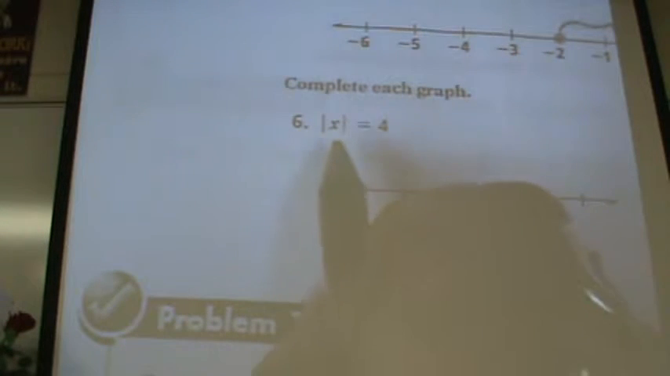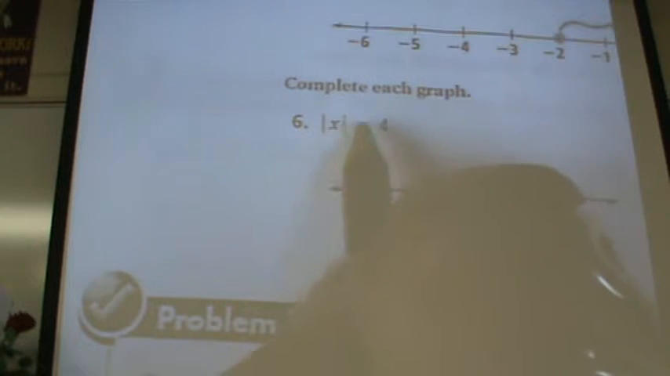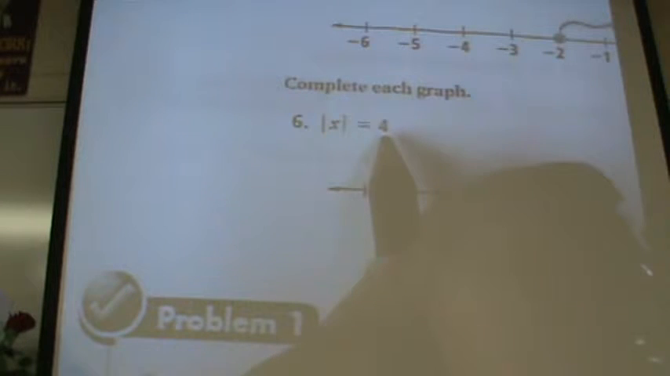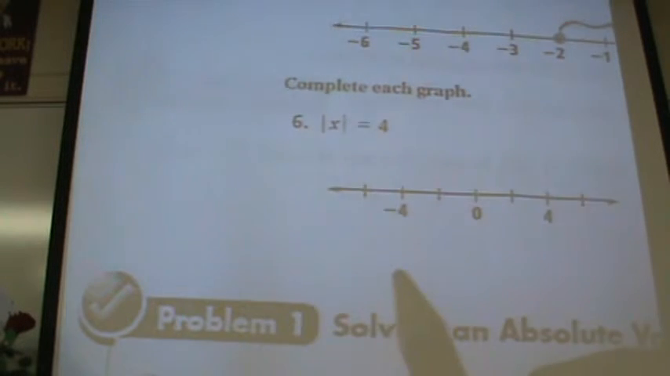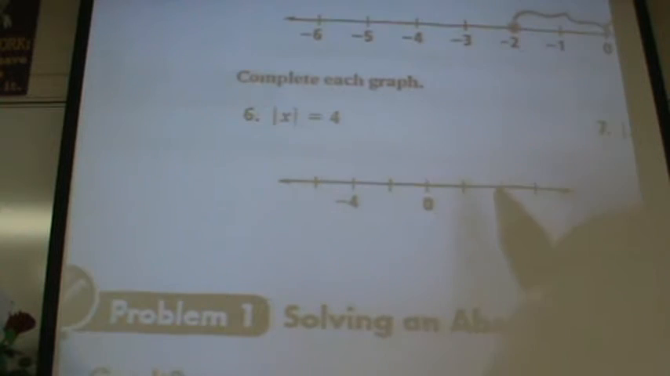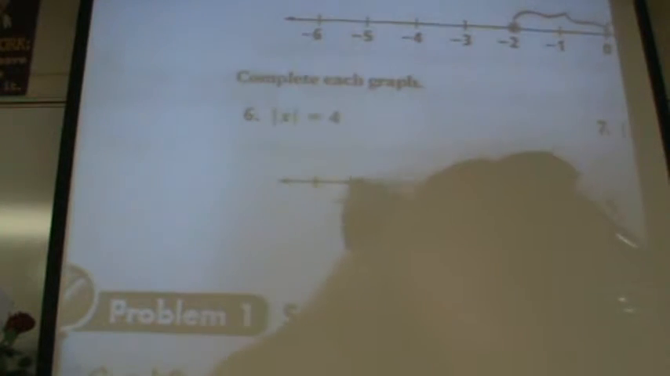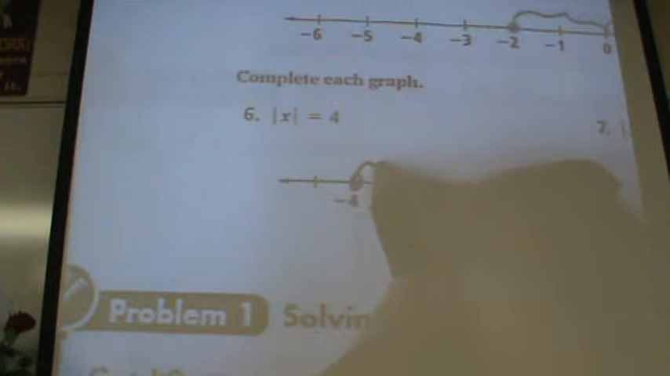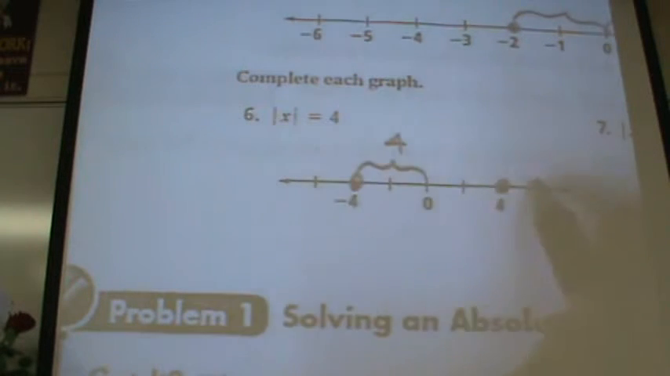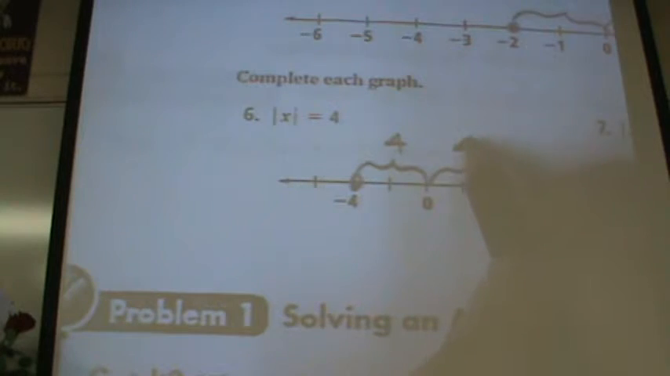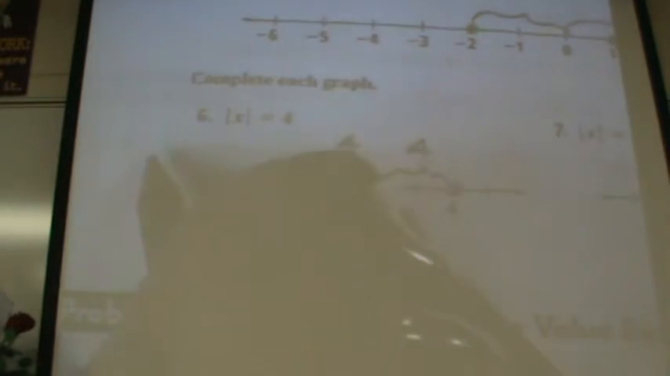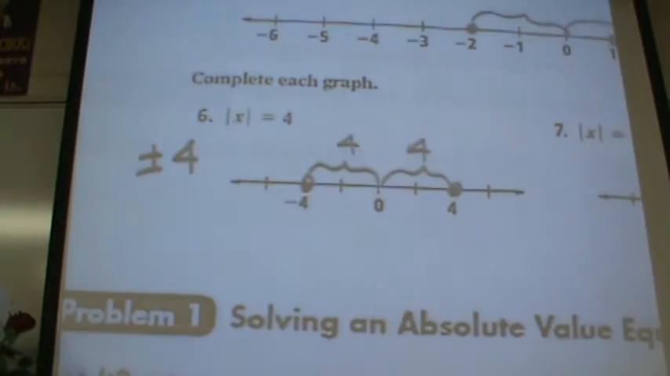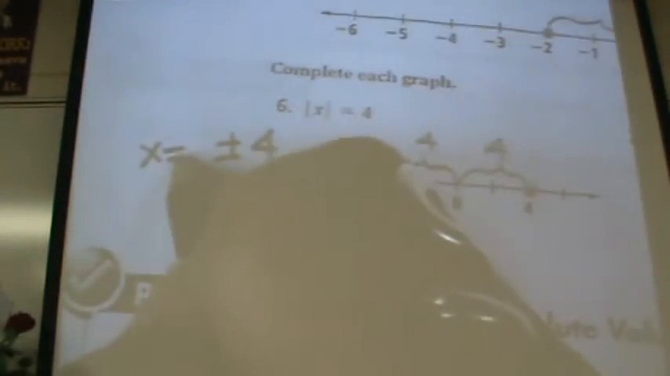Okay, next, check this out. I have a question for you. What could x be so that if I took the absolute value of it, I would be 4 units away from 0? 4 and negative 4, excellent. Right here and here. Why 4 and negative 4? Because negative 4 is 4 units away and 4 is 4 units away. Good job. So you could write plus or minus 4 for an answer. X can be a 4 or a negative 4.